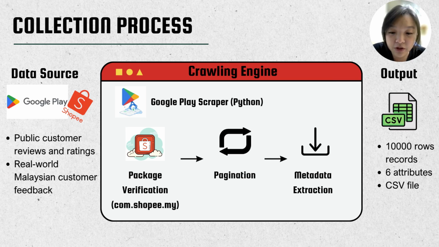Then, the scraper uses pagination to continuously retrieve more review pages, and this process keeps repeating until we have successfully collected 10,000 reviews. During collection, we extracted only the metadata that we needed, such as the review ID, rating, review date, app version, thumbs up count, and the original review text. Finally, the collected reviews were saved into a CSV file containing 10,000 records with 6 attributes. This has become the raw dataset for the data pre-processing stage later.